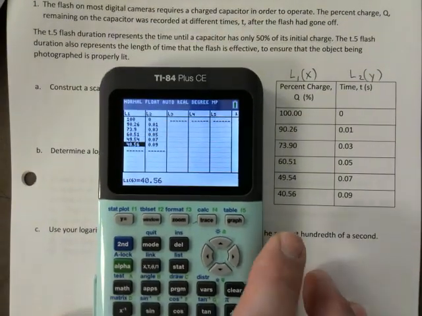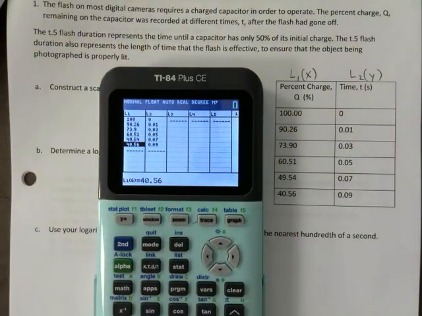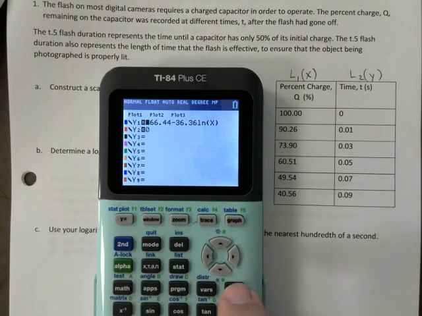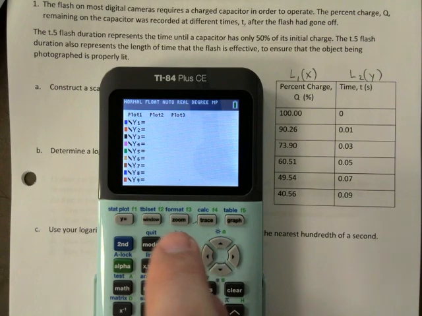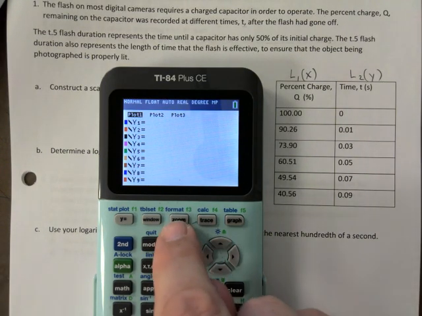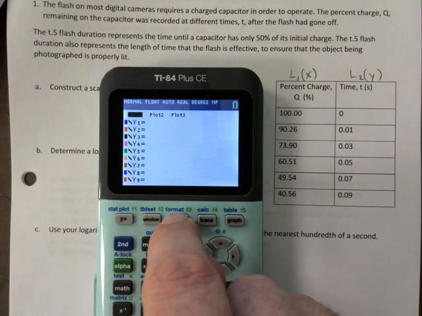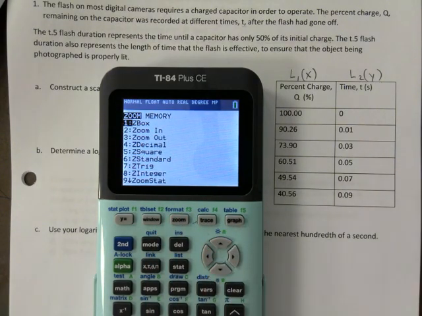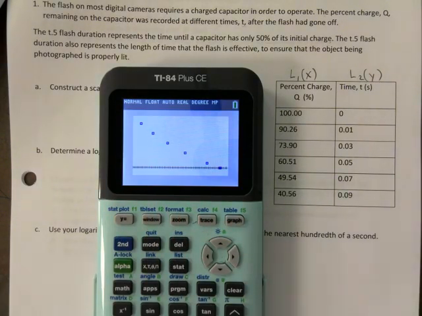What do you need to do to have a scatter plot? Plot 1, right? I'm going to erase any equations I have in there. I don't want that to interfere. Plot 1 is on. I'm going to do a ZoomStat because that will for sure go to Zoom 9, right?